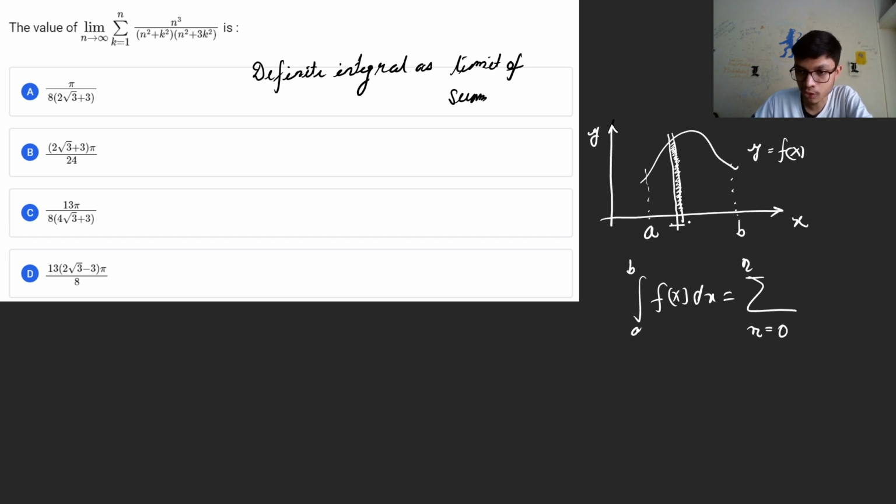For these n strips, you can see the width of each rectangle. This width will come out as b minus a divided by n, where n is the number of rectangular strips you are dividing the interval into. So the length of each interval is b minus a divided by n, and I can write this small interval dx as b minus a divided by n.